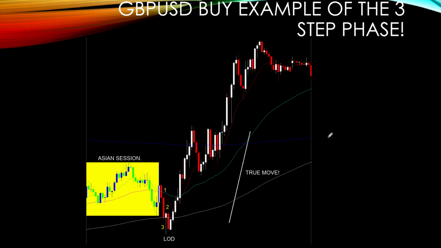and the dealer continues with his true move. Right, so we also have another example, which is a buy example of the 3-step phase. And as you can see from the Asian session, this being our Asian session low, we had the manipulation moves, as you can see in 3 swipes, 1, 2, 3, setting the low of the day and then giving us a true move.